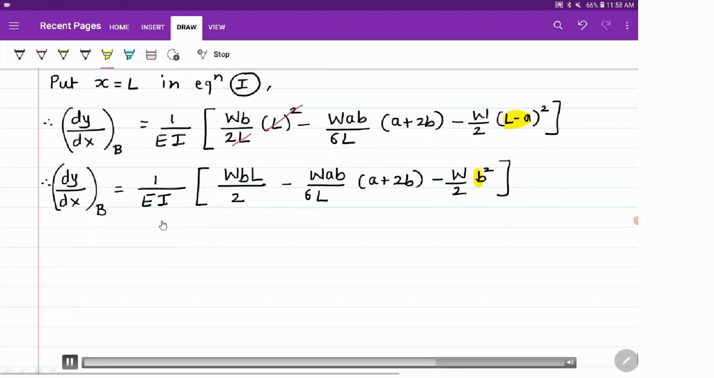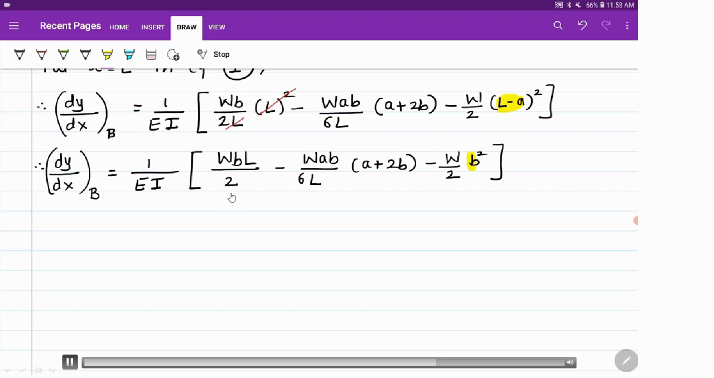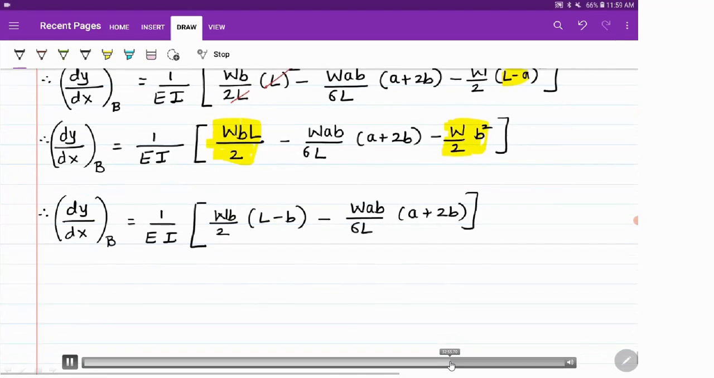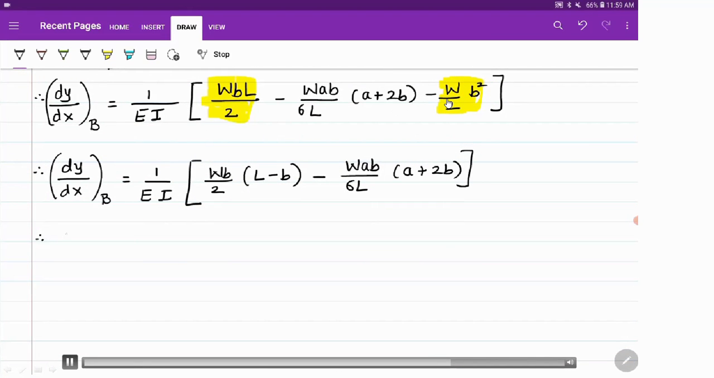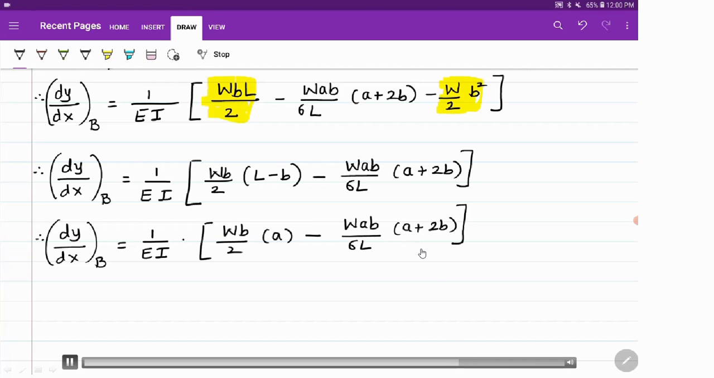So the slope at point B will be 1 upon EI, and this entire term, that is WBL by 2 minus WAB by 6L into A plus 2B minus W by 2 into B squared. From these two terms, we can take WB by 2 common, so it will be L minus B. From B square, we have already taken B common, so it is L minus B. So this is the equation of slope at point B, that is the other support. Now L minus B, you can substitute for this particular term as A. The rest of the terms are as it is. So this is the value of slope at point B.